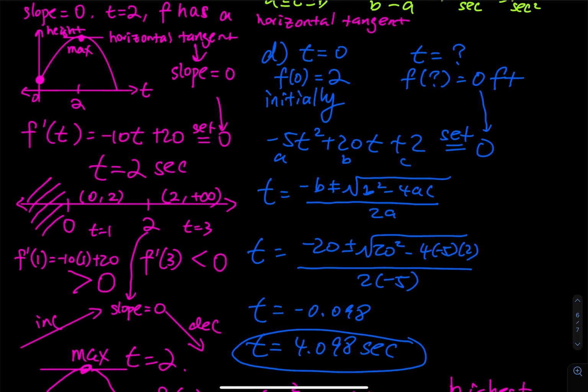I'm not saying the negative is wrong. Based on the quadratic formula, we have two answers because this is a parabola. If you consider the entire domain of the parabola, there are two x-intercepts, but this problem is talking about time. Time cannot be negative, so therefore we just ignore the negative. When t equals that, the apple is on the ground.